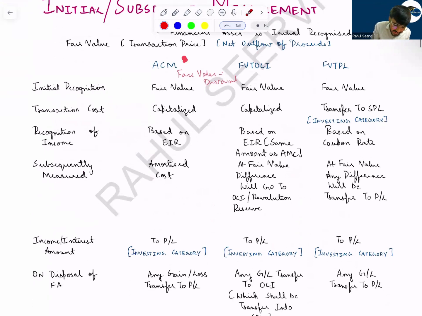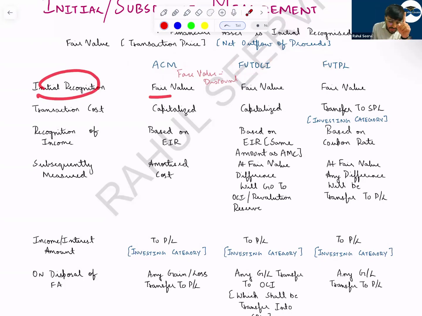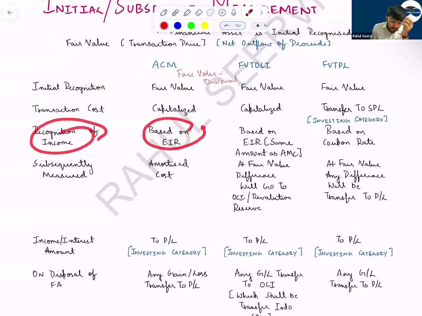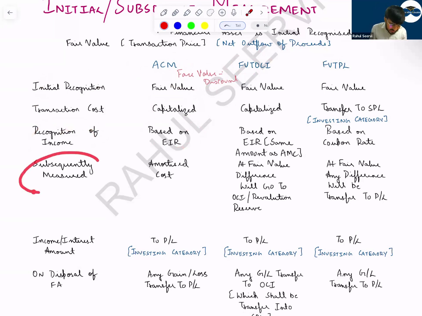Then we started a discussion regarding methods. Amortized cost model: initial recognition at fair value. Fair value means face value minus discount. Transaction cost will be capitalized, add it. Why? Because we have to consider the fair value. Recognition of income is based on the EIR rate. Then subsequent measurement at amortized cost.